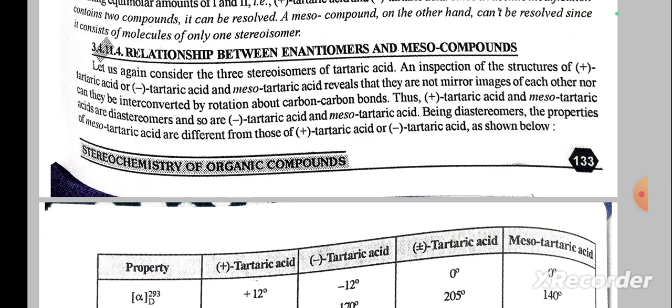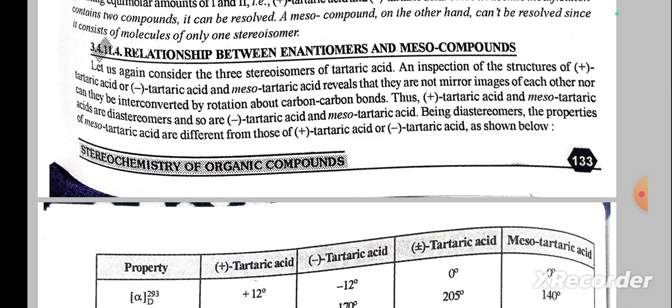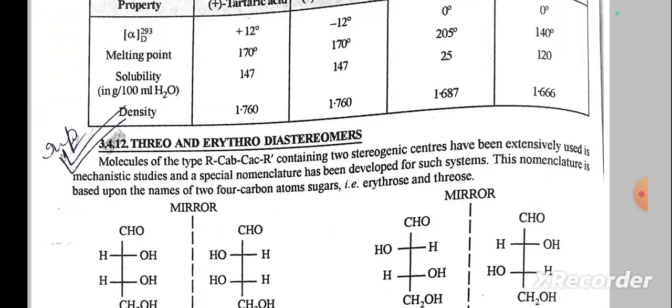Thus, the positive tartaric acid and meso tartaric acid are diastereomers, so the negative tartaric acid and meso tartaric acid are also diastereomers. The properties of meso tartaric acid are different from those of positive and negative tartaric acid, as shown below.